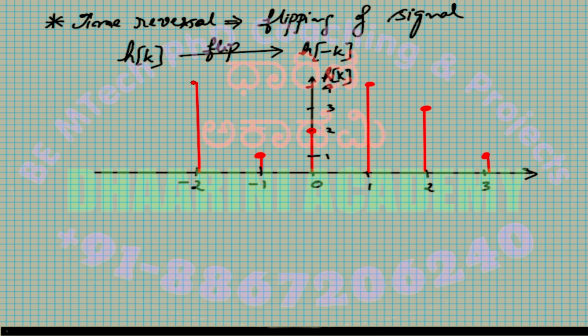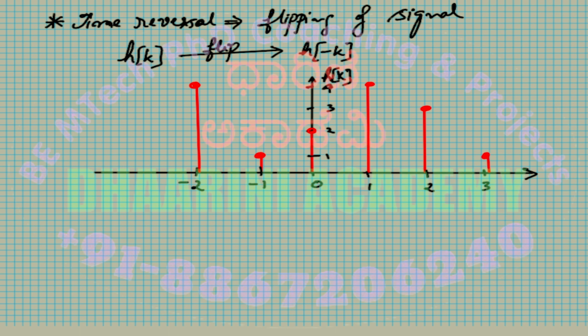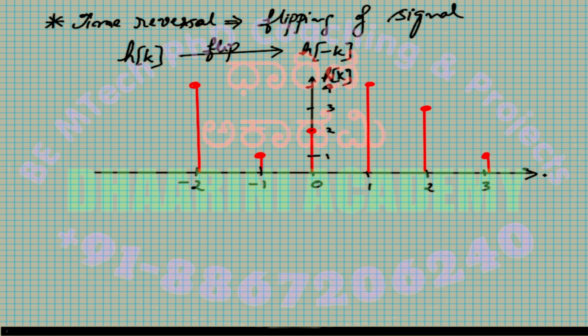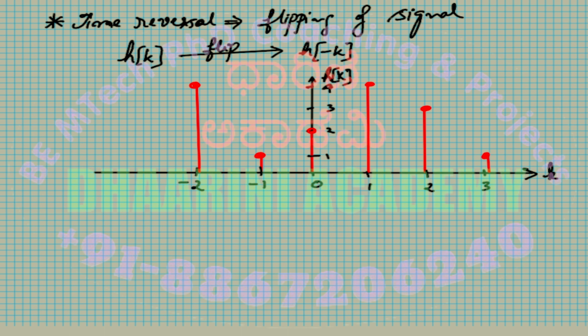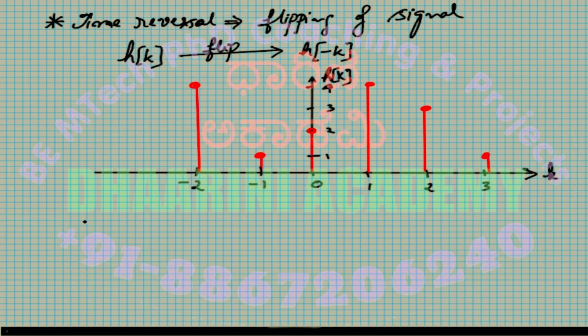So it is pretty much clear what the value of h of k is. When I write h of k, it means the horizontal axis is indicated by k. Now my intention is to flip this signal. I'll call this the flipped signal, so let y of k equal h of minus k.